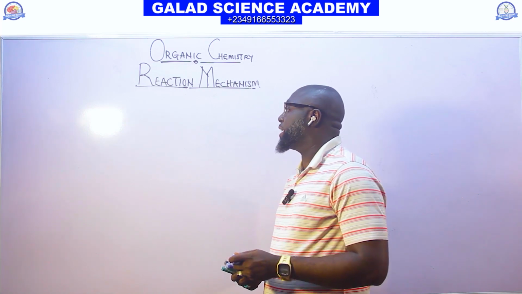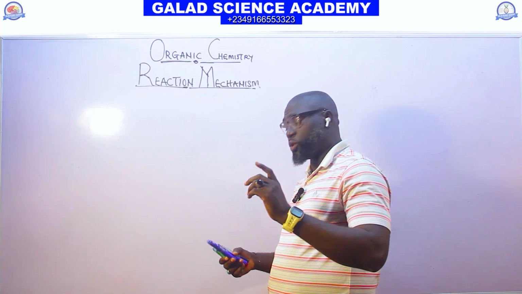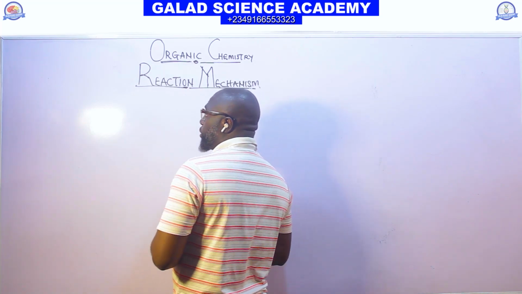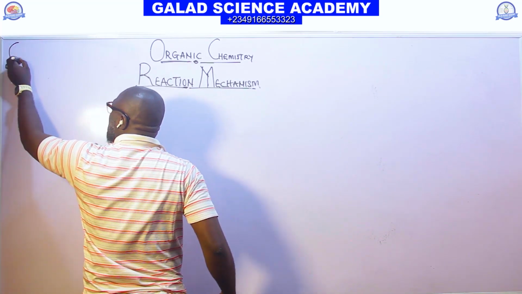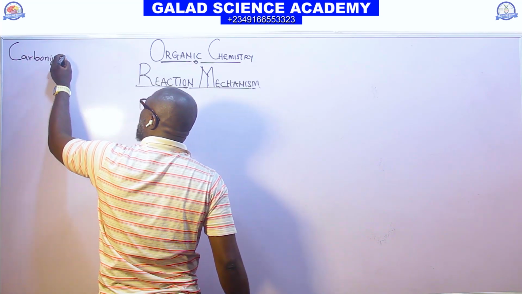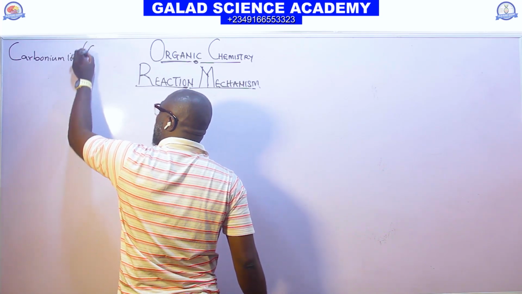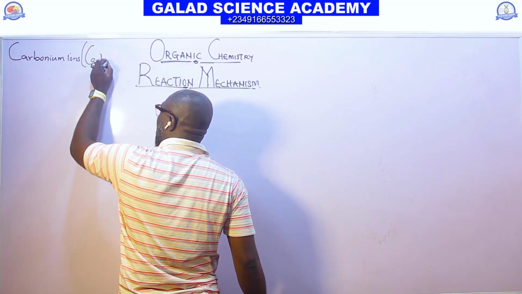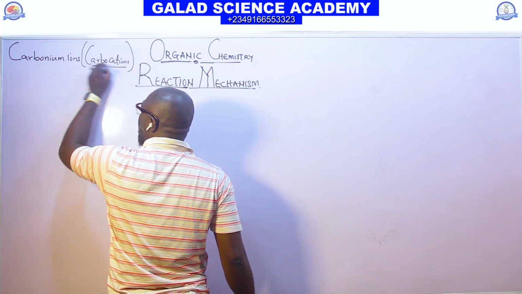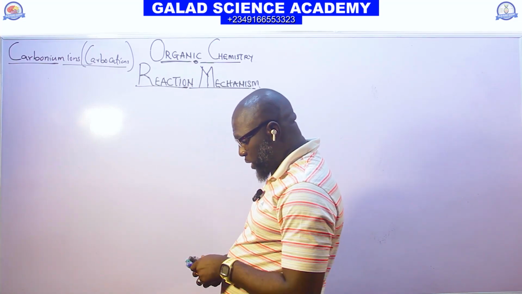So the next reaction intermediate that we are going to treat now is the carbonium ion. I also call it carbocation; carbocation is another name for carbonium ion. What is a carbonium ion?